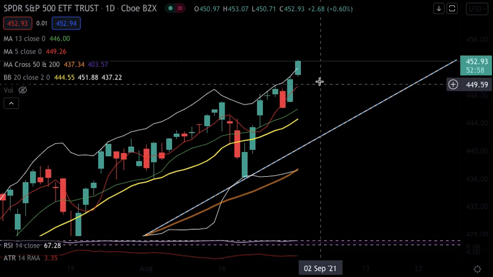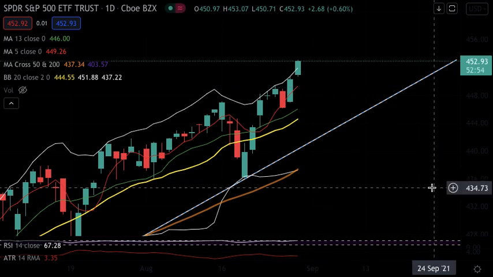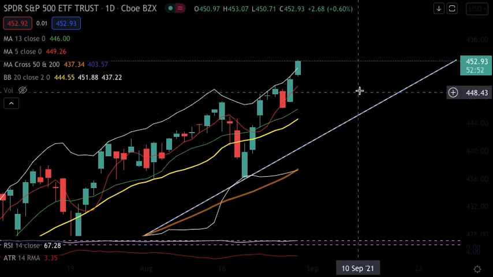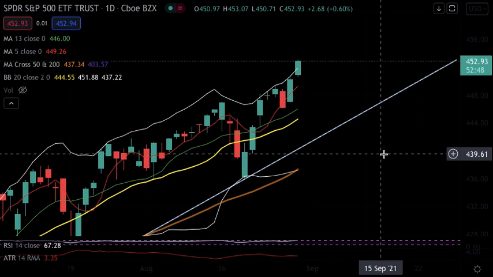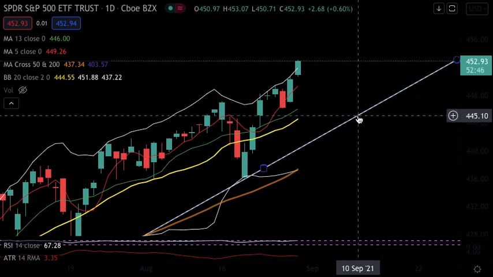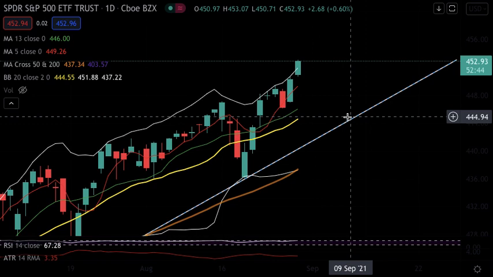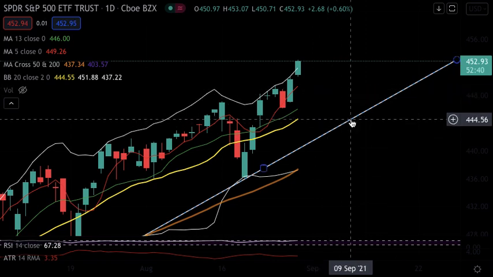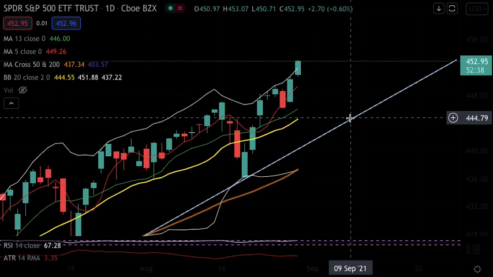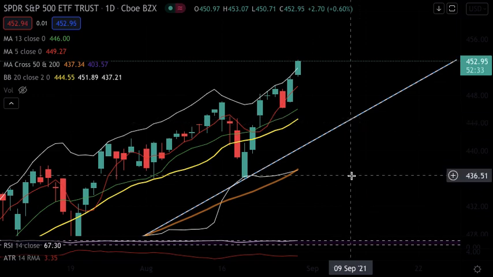And where could it dip to? Well, we're checking here. We have a moving average. The 5 days at 449.26. 13-day is at 446 even, and the 20-day is at 444.55. Okay, those are our moving averages, but I also like to use them as support levels. So as long as SPY is above 444.55, I am bullish, okay?